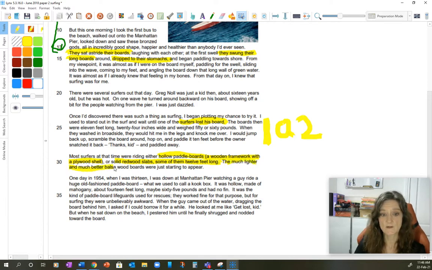So this is all about boards. I've highlighted it, or I didn't really need to, I could just sidebar that. Okay, so that's all about boards as well.